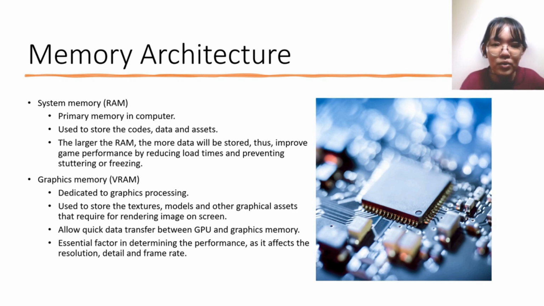System memory is used to store the game code data and data access, while the graphics memory is used to store textual models and other graphical assets. Both types of memory can impact the game performance, so having enough of each is crucial for a smooth game experience.